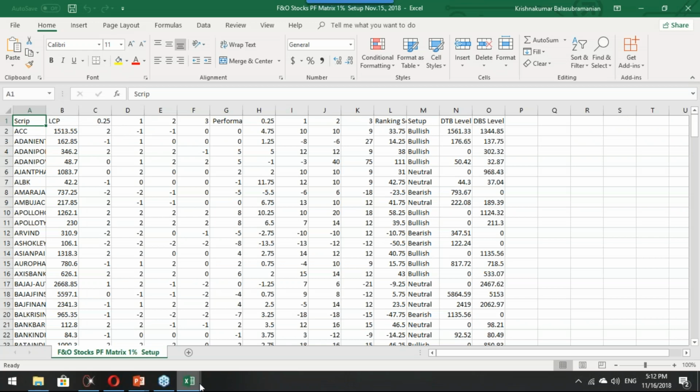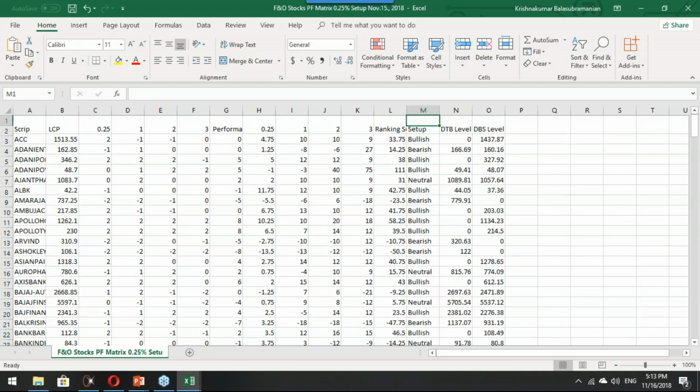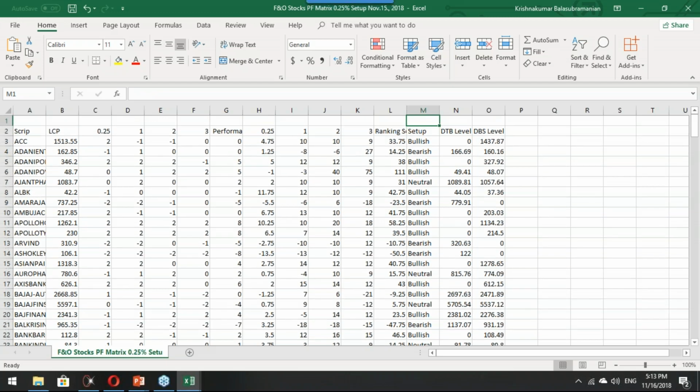So let's go to 0.25%, and so you need a little bit of Excel skill, basic Excel skill. This is setup in 0.25% box size. Okay, and this is what we are going to import now, the setup based on 1% box size. We are just going to merge these two and then decide what to do with this, right?